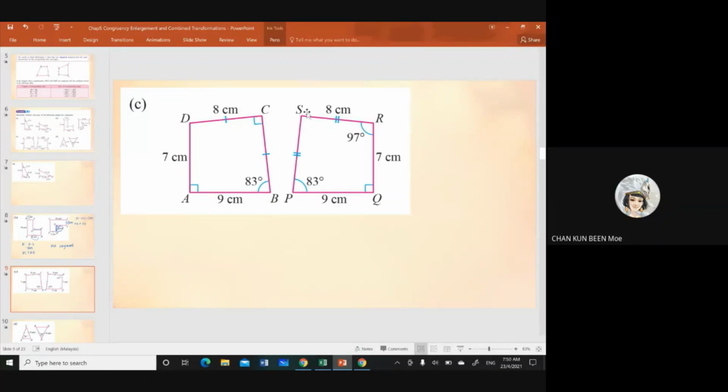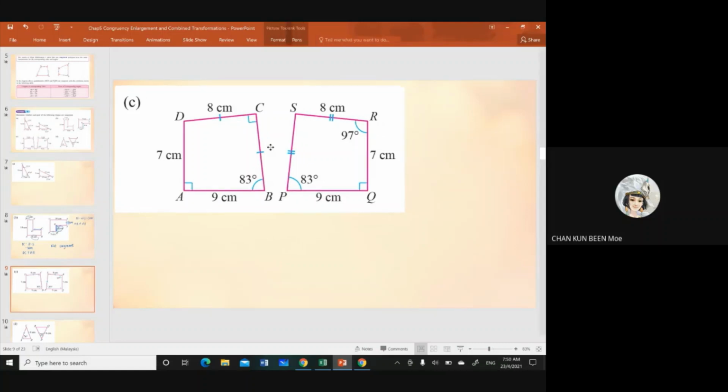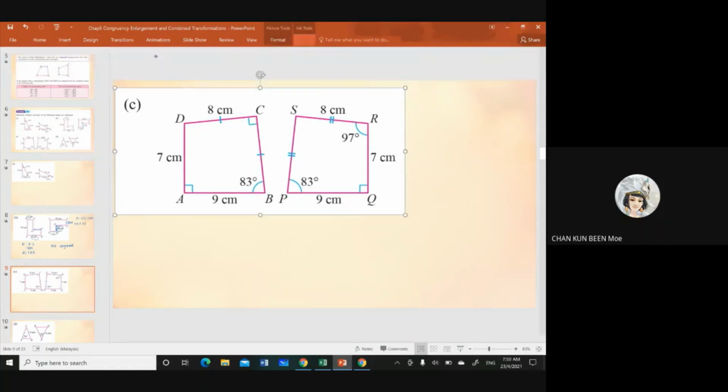Okay, next one that we have to find is BC. So BC, how much is it? BC is the same as this one, right? So it is 8. Then we look at PS. PS, this indicates they are the same, so it is also 8. Meaning that all the sides are the same already. Now we have to determine whether all the angles are equal or not. So find out one by one also.